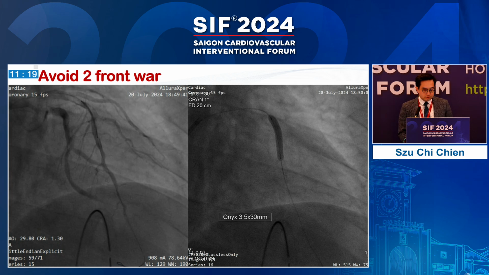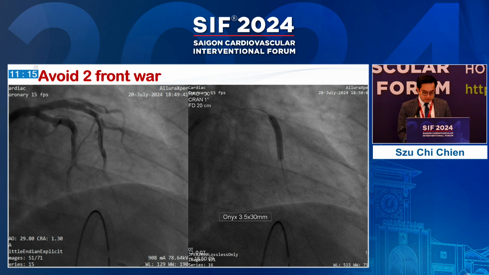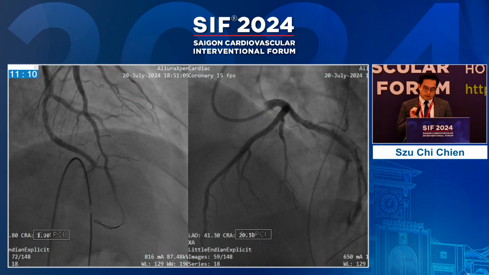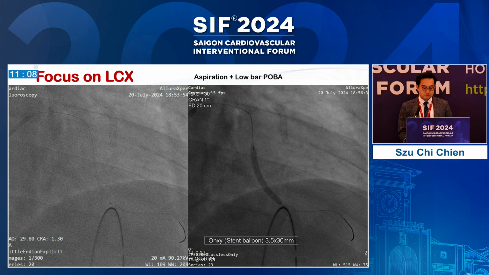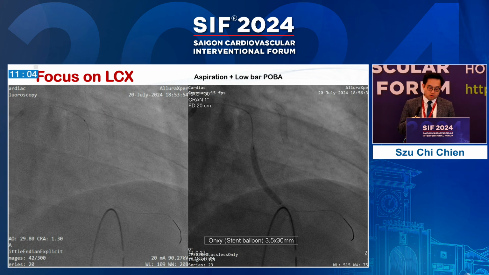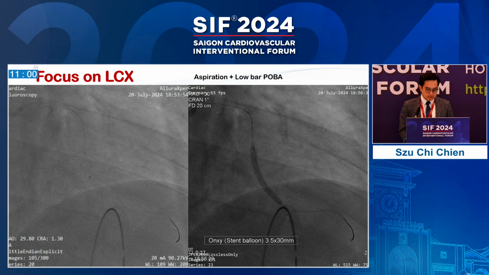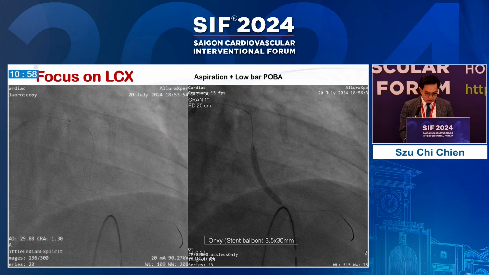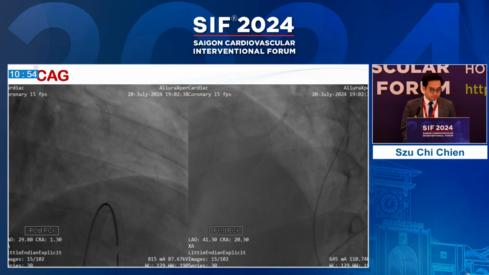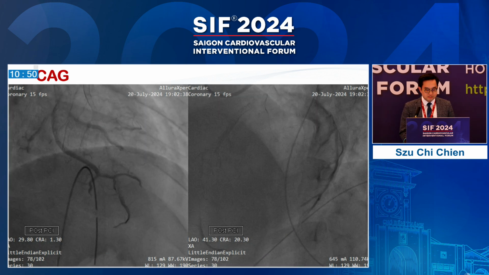I used the Onyx 3.5 millimeters, 30. After that, you can see that the LAD is okay. So I can focus on the circumflex again. Back to the circumflex, I did multiple aspirations and used the stem balloon to do low pressure balloon dilatation. Then I think this is the final angiogram.